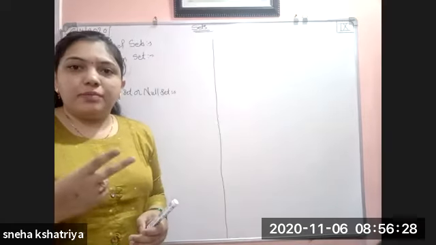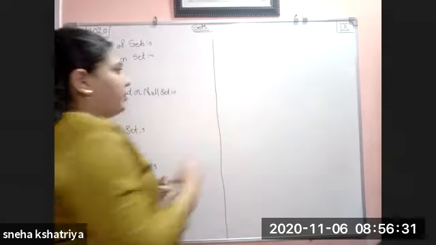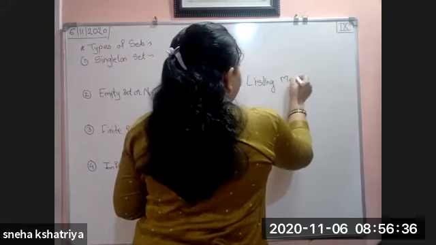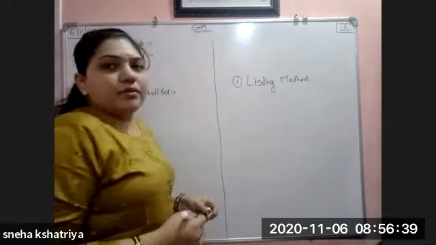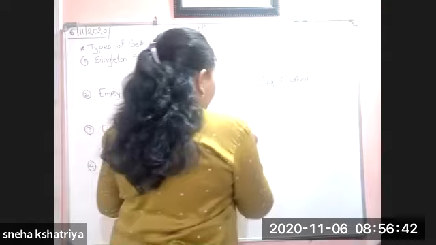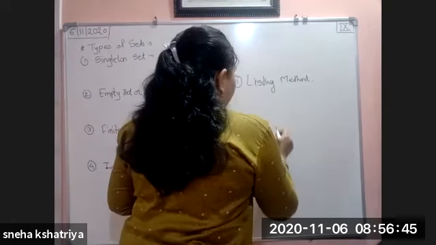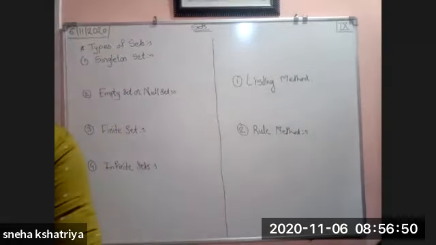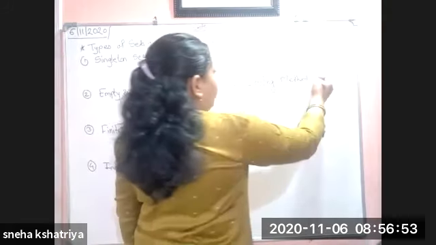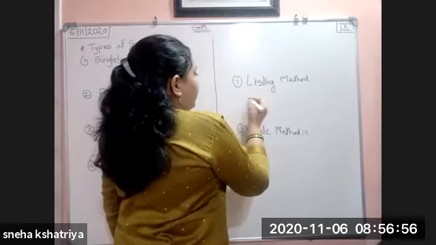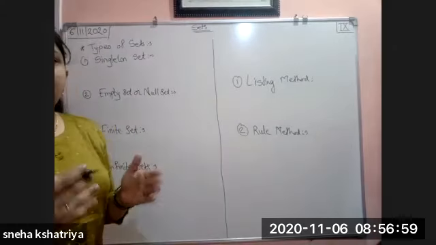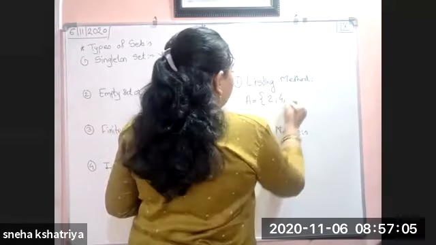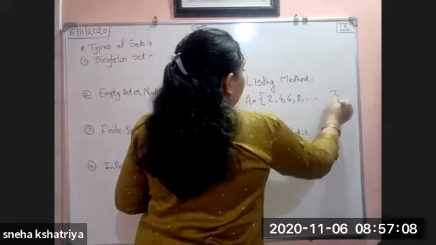There were two ways in which we can write down sets. The first one was the listing method, and the second one was the rule method. How were we writing sets in the listing method? For example, if a set of even numbers is given to you, then you write A is equal to the set of even numbers, that is 2, 4, 6, 8, and so on.